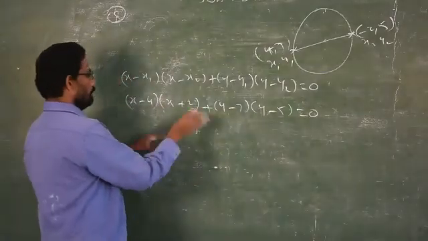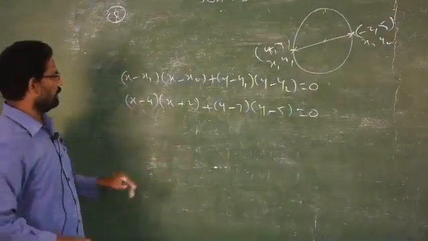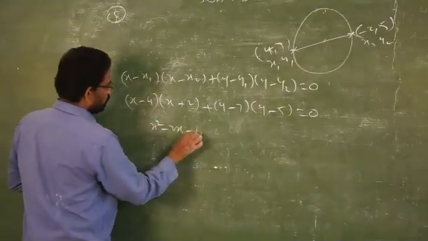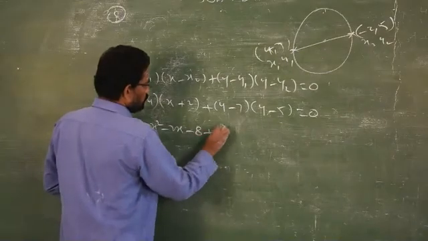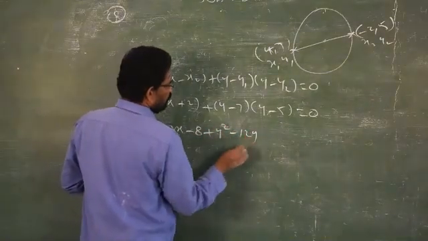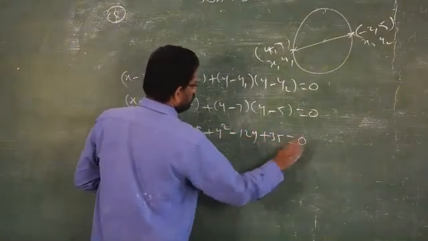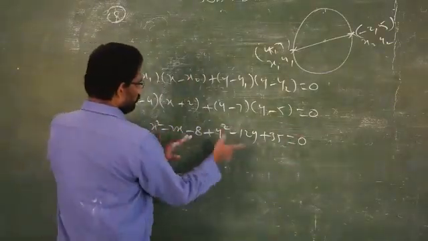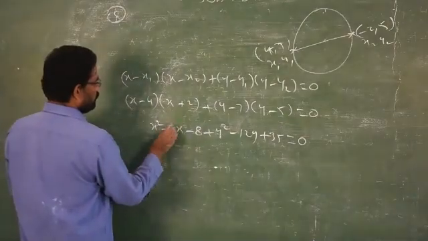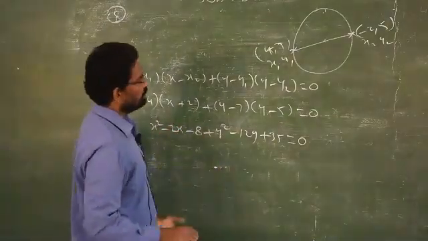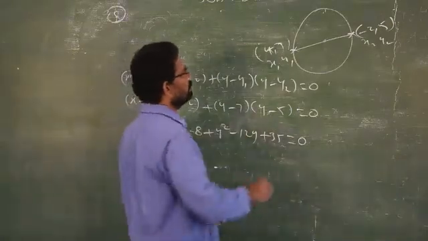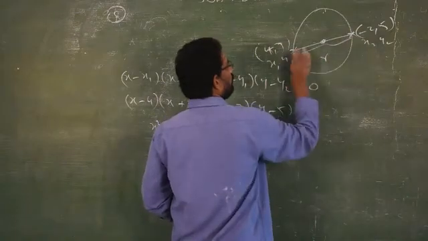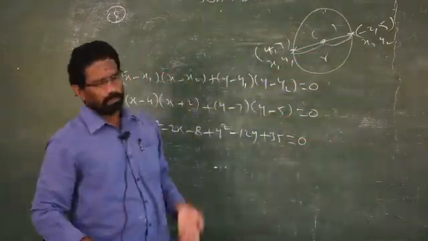So just multiply and simplify, you will get x square minus 2x minus 8 plus y square minus 12y plus 35 is equal to 0. Just rewrite, group x square plus y square, simplify the constant alone, you will get the result. This is one method. Another method is to find the radius by using the distance formula, then by applying the midpoint we get the center, then you can follow the fourth model.